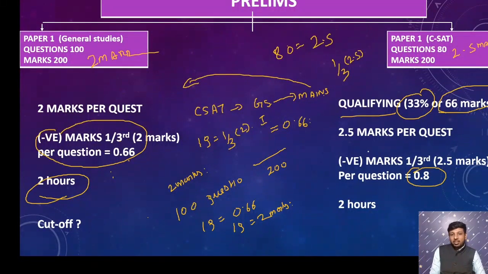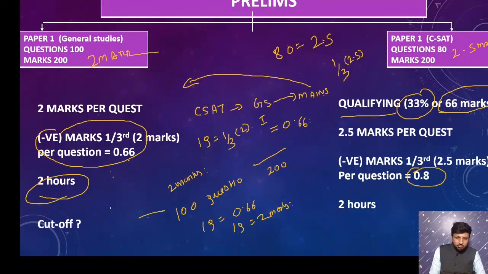But it is of a qualifying nature. You should score at least 66 marks. Then only they will evaluate your paper 1. Based on your paper 1 performance only, whether you are entering mains or not is decided. And both the papers are of 2 hours. Both will happen on the same day.